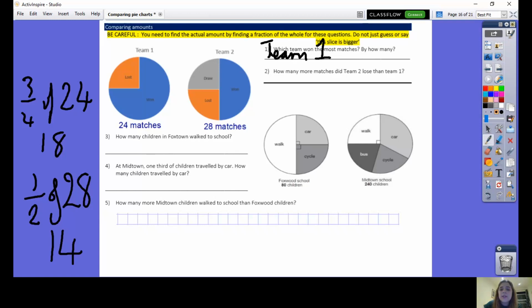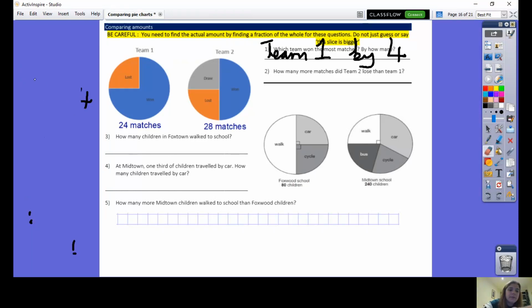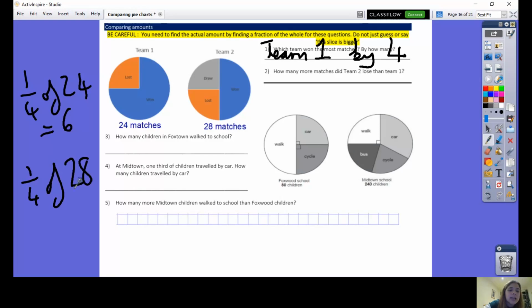The next part of the question said by how many? What's the difference? By 4. How many more matches did Team 2 lose than Team 1? Again, find out how many matches Team 1 lost, then Team 2, then subtract. Team 1 lost 1/4 of 24. 1/4 of 24 is equal to 6. Team 2 lost 1/4 of 28. 1/4 of 28 is 7. How many more matches did they lose? 1 more. Let's look at the next group of questions then with the next set of pie charts.